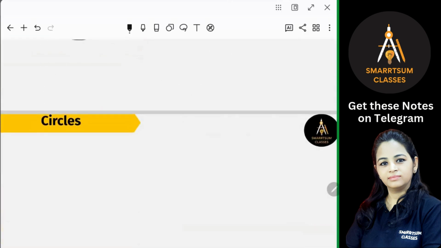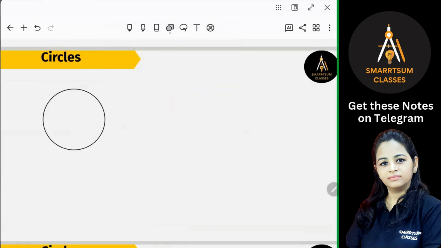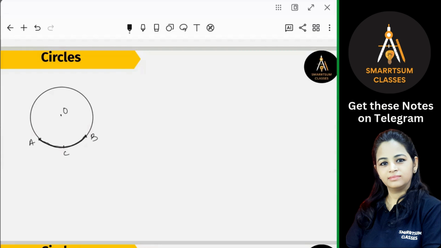Now, what do you mean by the arc of the circle? Suppose we have a circle. Okay, this is a circle. Now, the center is O. Okay, and here we have taken 2 points A and B. Is that clear? So you can see that this part from this point to this point, ACB, is a part of the circle, right? And this part of the circle, the continuous piece of the circle, is called an arc. So we call it an arc, right?